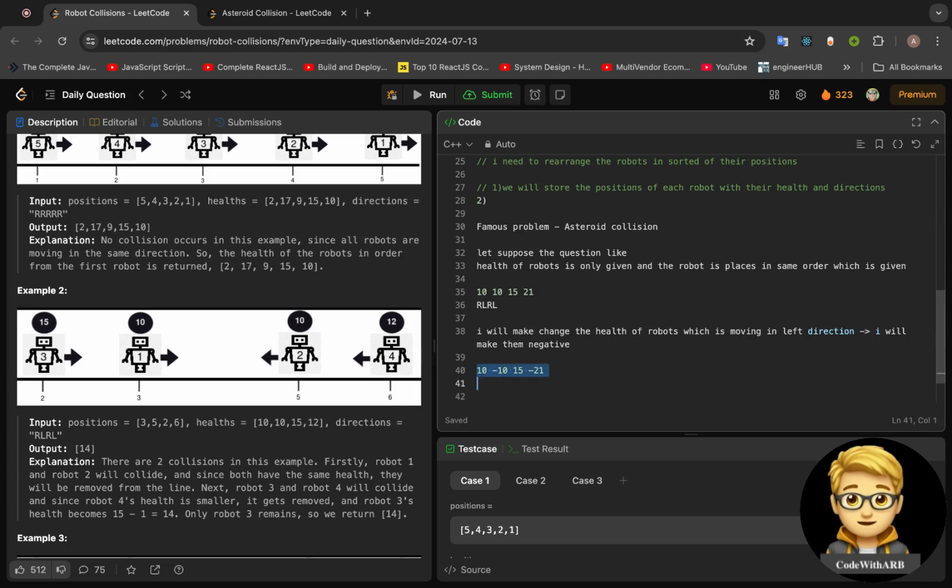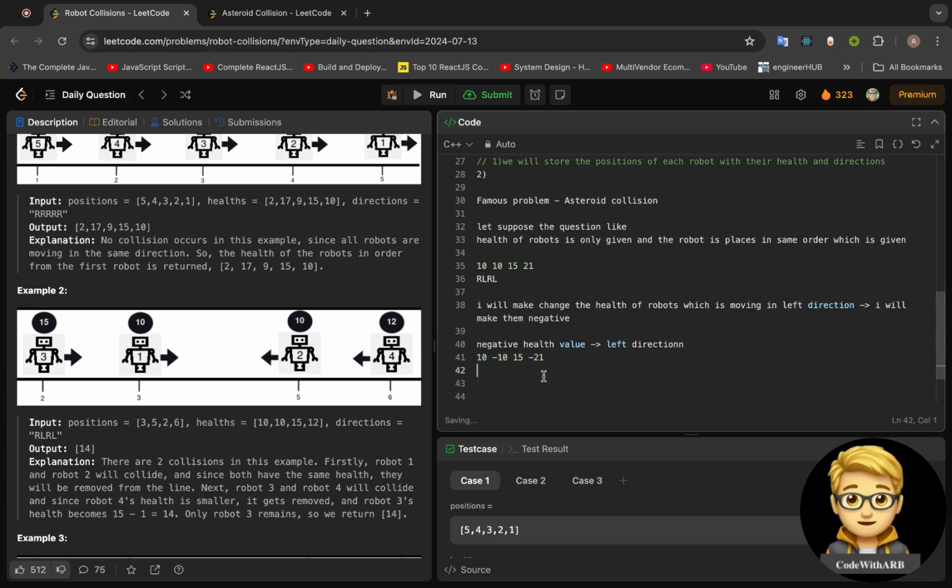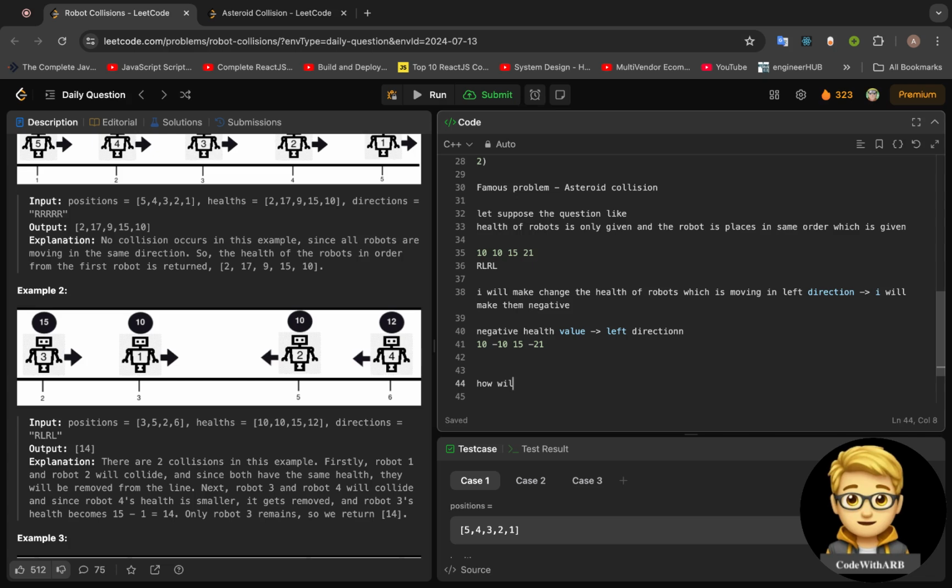So one thing is clear, that I don't need to check for directions now, right? I am free from directions. I need to focus on this health and this position right now. So a negative value represents the left direction, negative health value, that for sure. Now how will we find the final health of all the robots, okay?